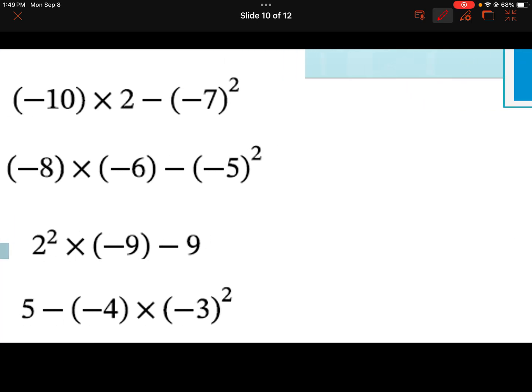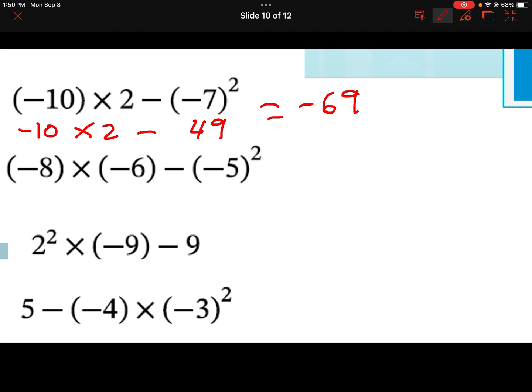So, all I see here is -7 squared. Remember, that means -7 times -7, so that's going to be a positive 49. So what we have is -10 times 2, take away 49. -10 times 2 is -20. -20 take away 49 is going to get you -69. Watch out there, because I know a lot of people would turn that into a positive somehow. But it's -20 on a number line, subtract another 49, right?